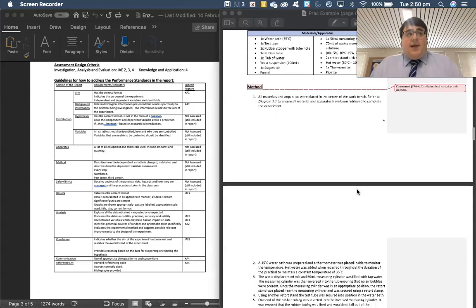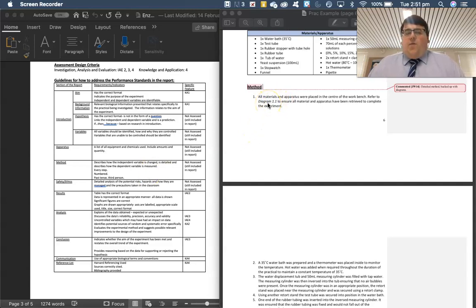The method is, again, a really easy step, and a lot of people do the method wrong. Okay, so as we go here, the method is telling us how the independent variable has changed, and describes how the dependent variable is going to be measured. It's got every step that you've done in the experiment. It's numbered, and it's written in past tense and third person. These are all really important.